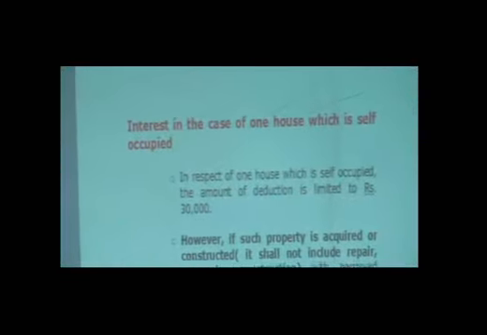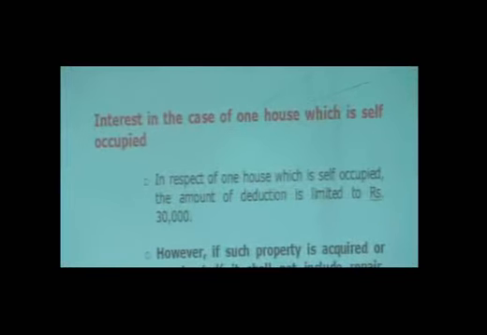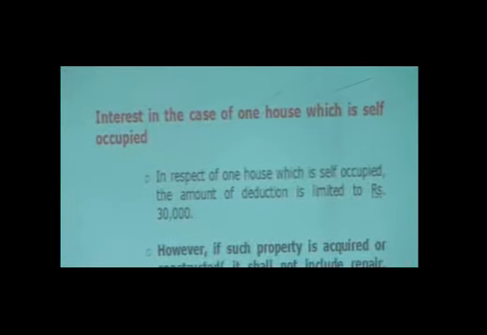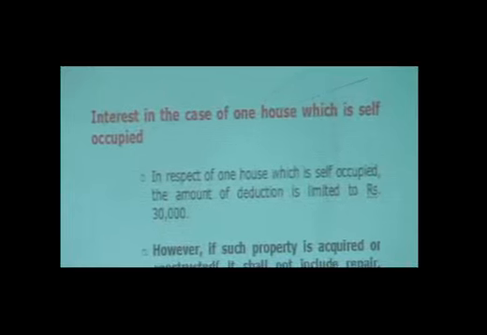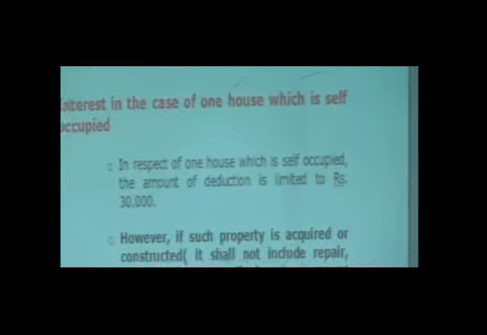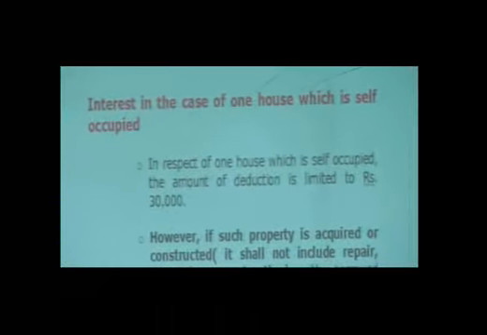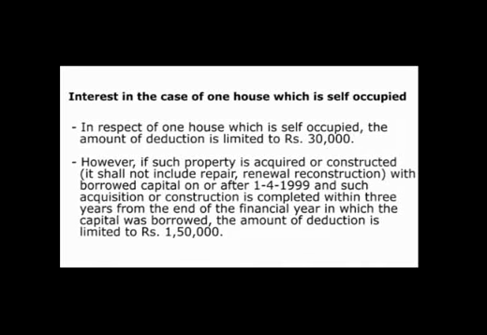So the conditions which must be satisfied for the deductions to be made in computing the total income, as I told you earlier. Now the question is interest. What is the treatment of interest in the case of one house which is self-occupied? If you have a house which is self-occupied, the amount of deduction is limited to 30,000.